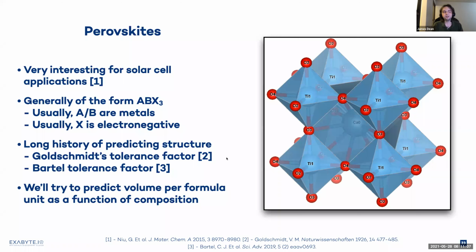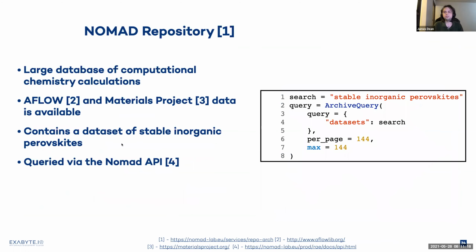Instead, we're going to say, assuming it's a perovskite, what's going to be the volume per formula unit just by knowing the composition, so what A, B, and X are. To do this, we need a data set. And what we're going to do is query the NOMAD repository.